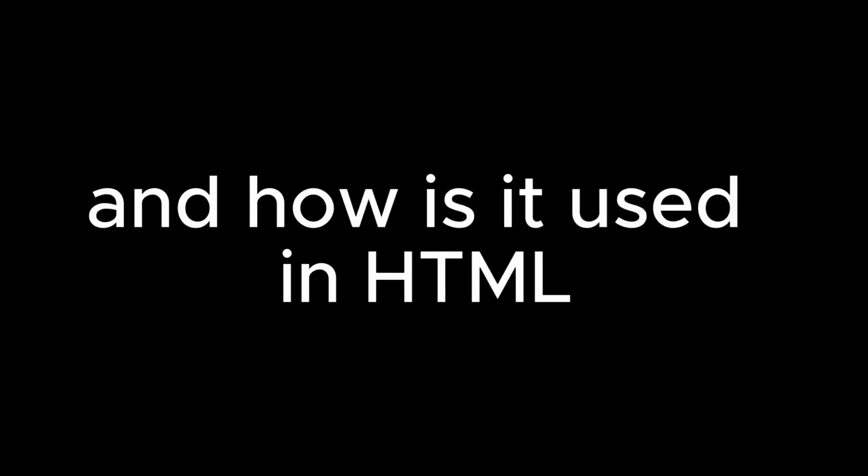Question 18. What is an iframe and how is it used in HTML? Answer. An iframe is used to display a web page within a web page. It's essentially a window to another page, and is commonly used for embedding content from other sources such as maps, videos, and more.